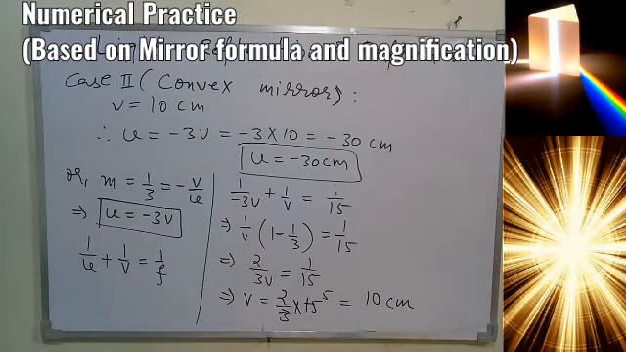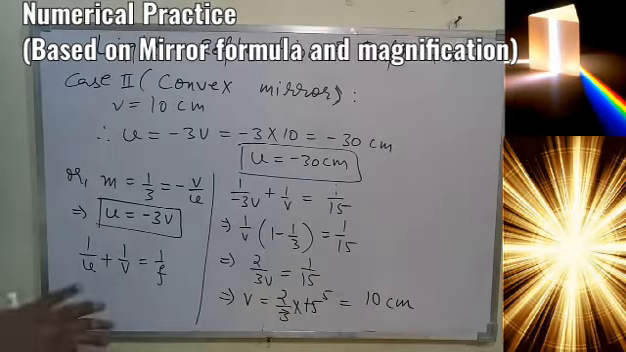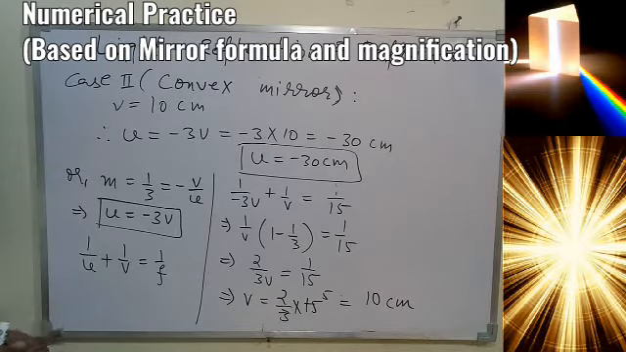So overall we got two different cases, that is image can be real, can be virtual also, both are possible. Mirror can be concave or convex also, both things are possible. And accordingly we have solved it, and we got two different values of the distance of the object. In the previous case we were getting I think minus 60, and now we are getting minus 30.